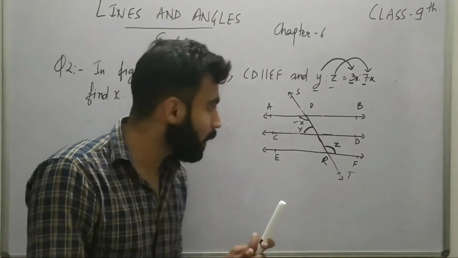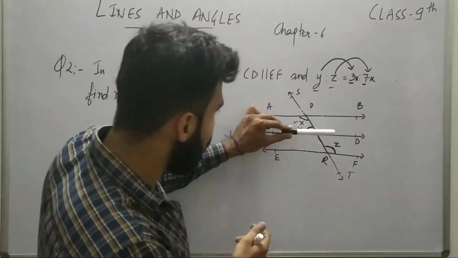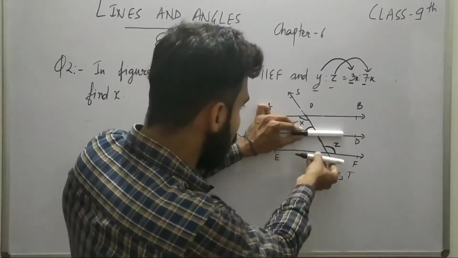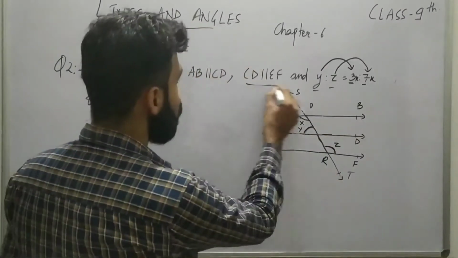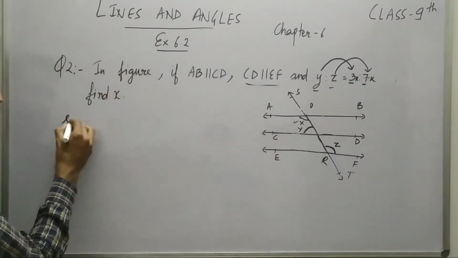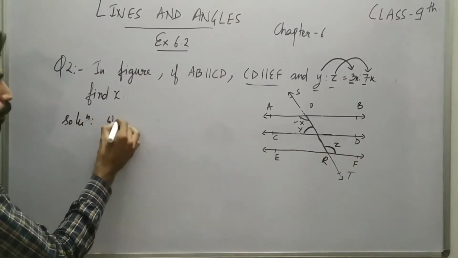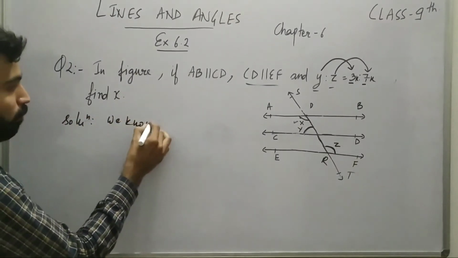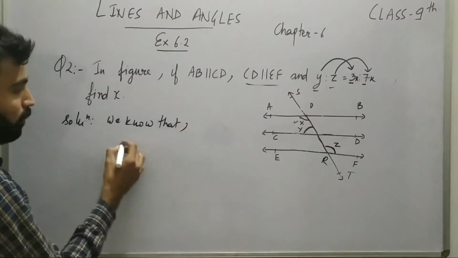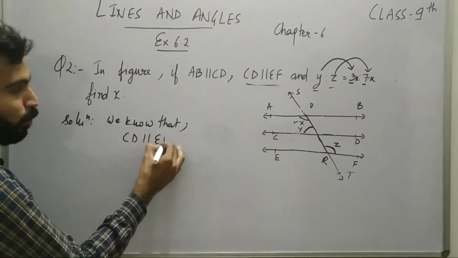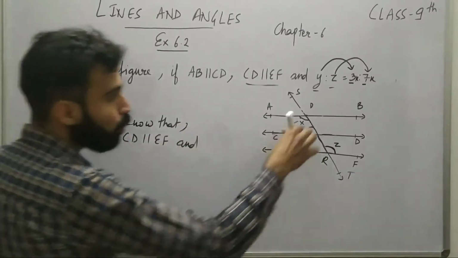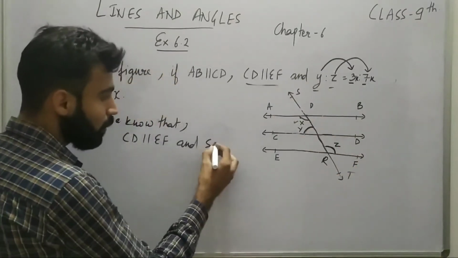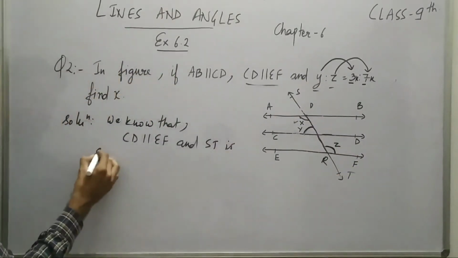So first thing is, let me just see that this CD and EF are parallel to each other. It is given to us. Now let me just write solution here. We know that CD is parallel to EF, and also this ST is a transversal.